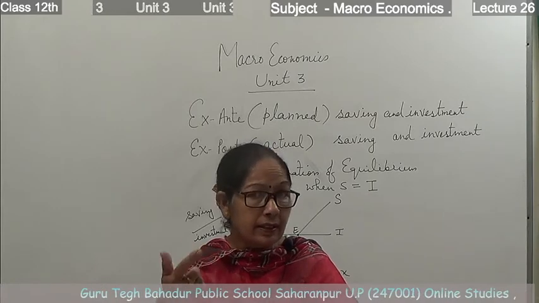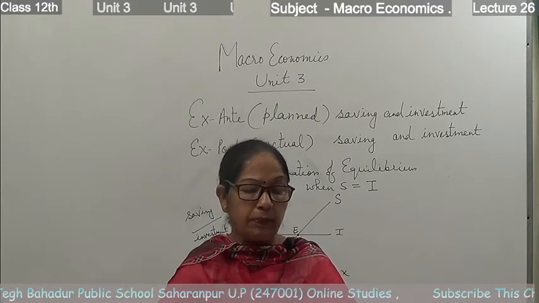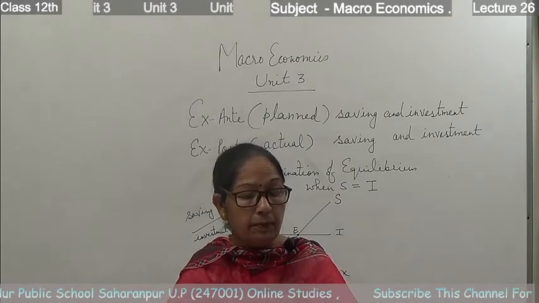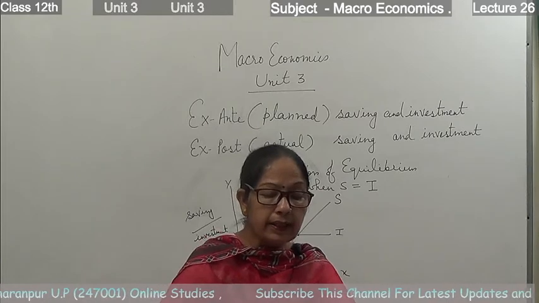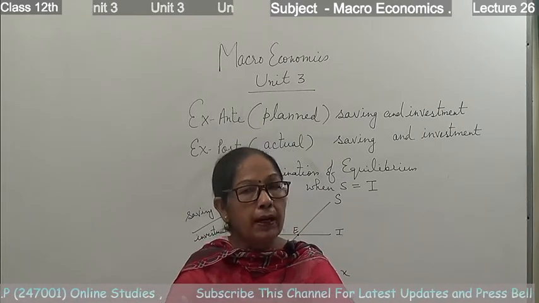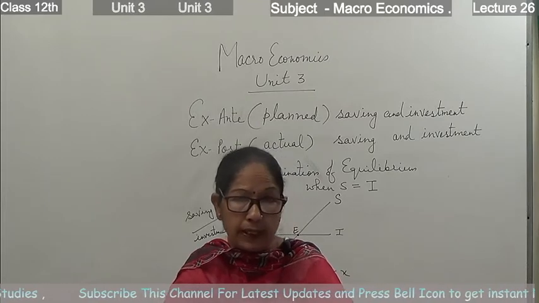So, it is an adjustment mechanism. And the other situation, when planned saving is less than planned investment, S is less than I, it indicates that buyers are planning to buy more goods and services than producers are planning to produce.